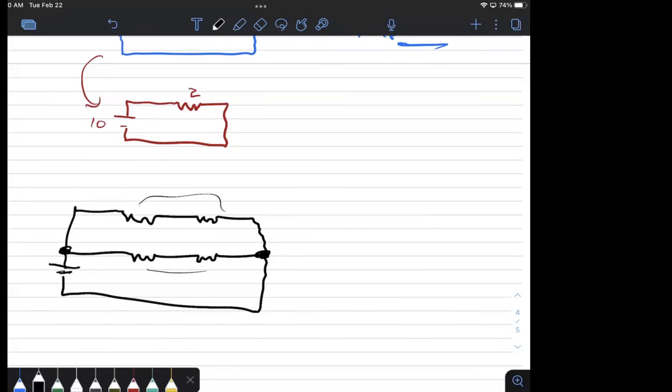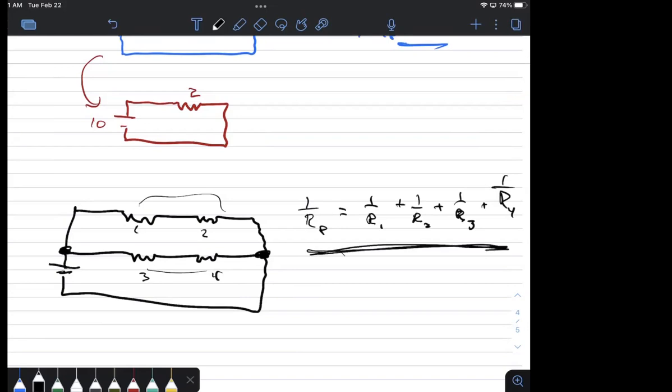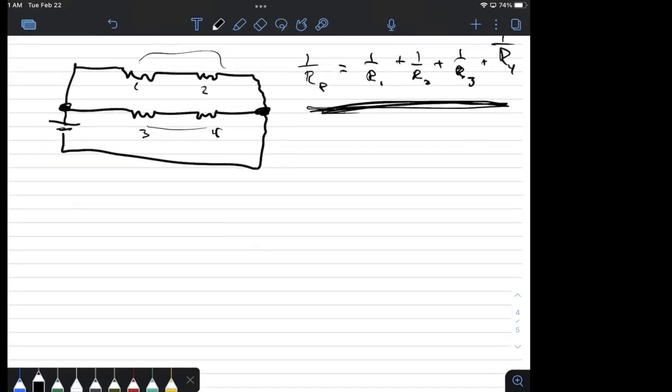And the reason is because if we tried to do straight up parallel, 1 over R parallel is 1 over R1 plus 1 over R2 plus 1 over R3 plus 1 over R4, right? So call this 1, 2, 3, and 4. Let's say I tried it. What would this tell me? This is thinking that all 4 of the resistors are parallel to each other. And so what that would look like would be this.